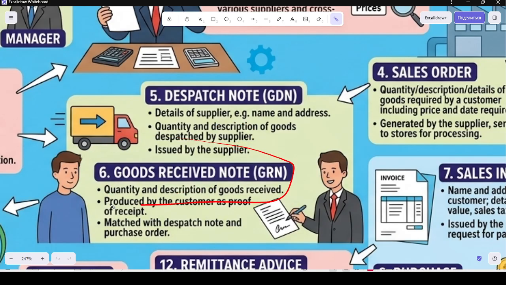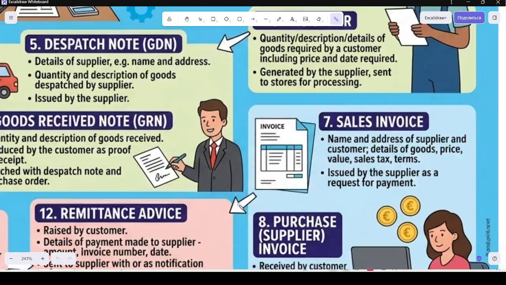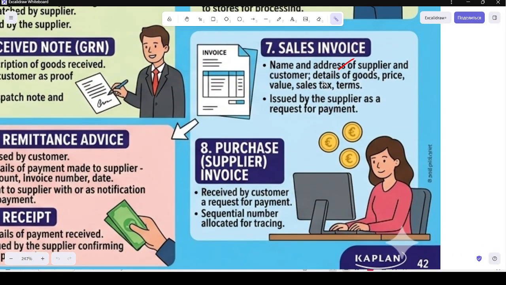After that, as soon as the customer receives the goods and checks if the goods are correct, it issues a goods received note. The supplier says I am delivering these goods to you, and when the customer receives the goods, it issues a goods received note saying I received it. And another one is the sales invoice. It is issued by the supplier as a request for payment for the goods delivered. Sales invoice is received by the customer as a purchase or supplier invoice.